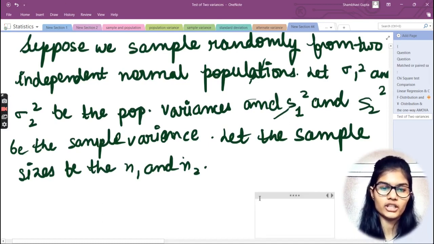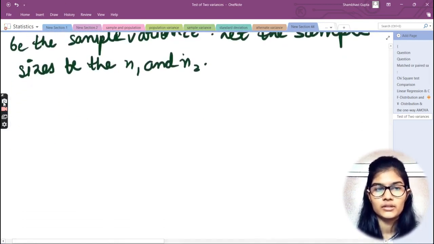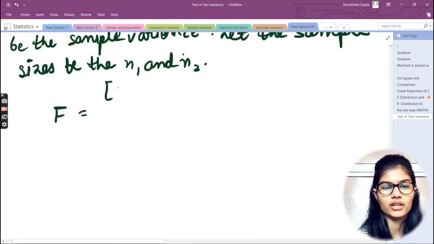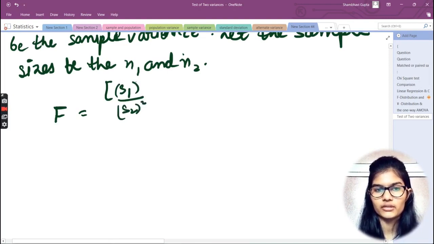Let me show you the F ratio formula. F is equal to S1 upon S2, whole squared, just like this. After that we have the second one as well. Here I'll be mentioning S2.